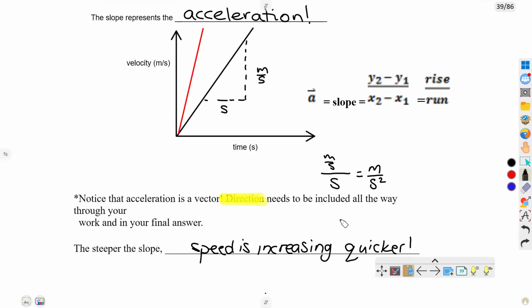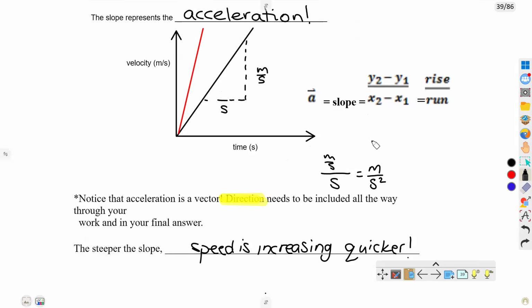Now, it is also important to note that the steeper the slope, the more quickly speed is increasing. So in this graph up here, we notice that this line here, the slope is very steep compared to the black line, which means the red line, this object is accelerating at a faster rate than the black line is. Now, to find the slope, it's just rise over run. So change in velocity divided by change in time.